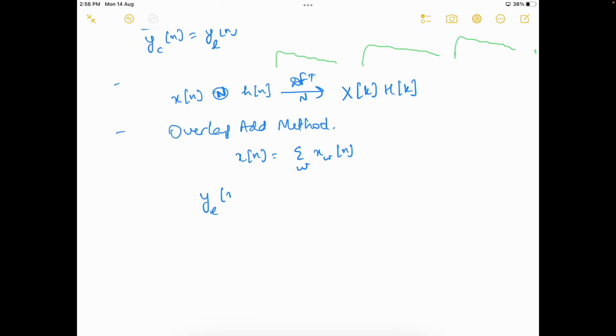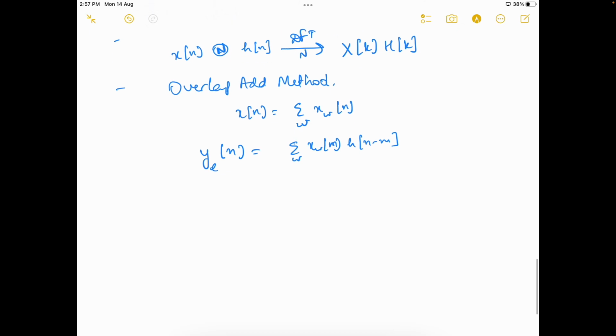So yl of n is equal to x convolved with h. Now it is the summation over W of x_W of n convolved with h of n. So I can write this as equal to, I take my yl and I add them. I add all those windows.